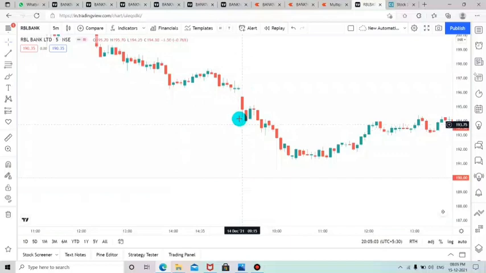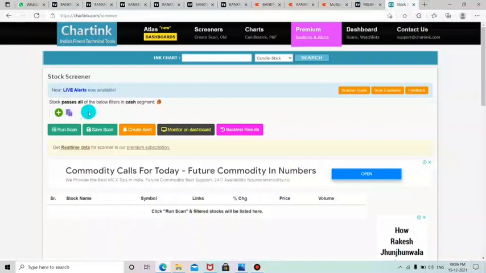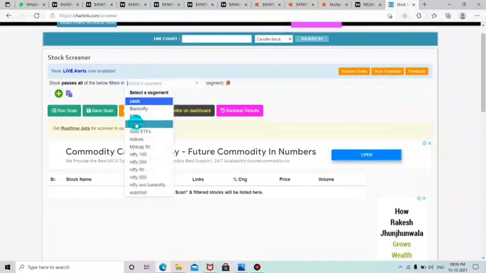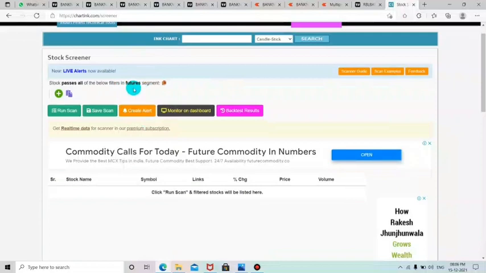So let us see how to code for this particular strategy. Let us see with the charting website. Right now I have clicked create scan, and we have got the display here. The stock passes all of the below filters in the cash segment. Right now this will be scanning every cash segment stock for the scanner. This is the condition here. Right now I will choose futures so that it will filter some stocks.